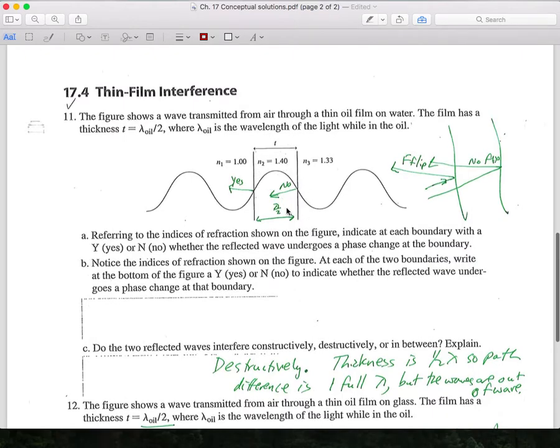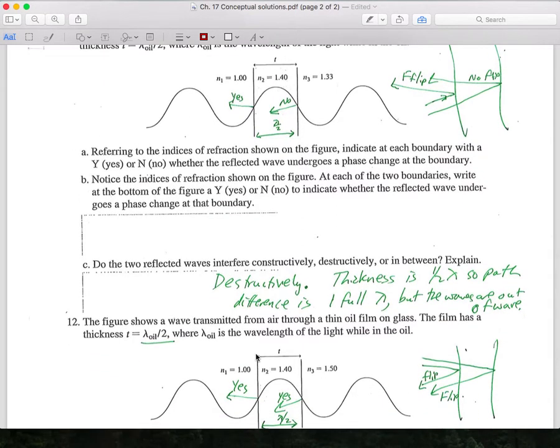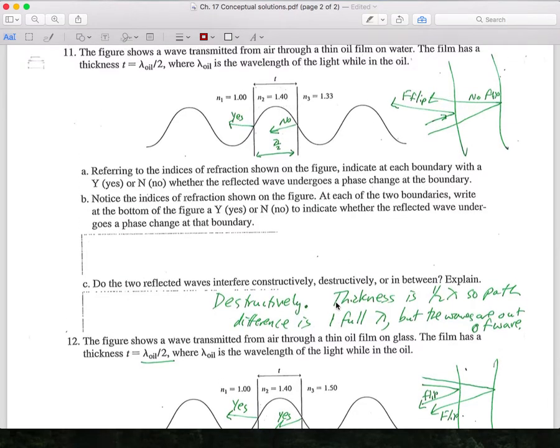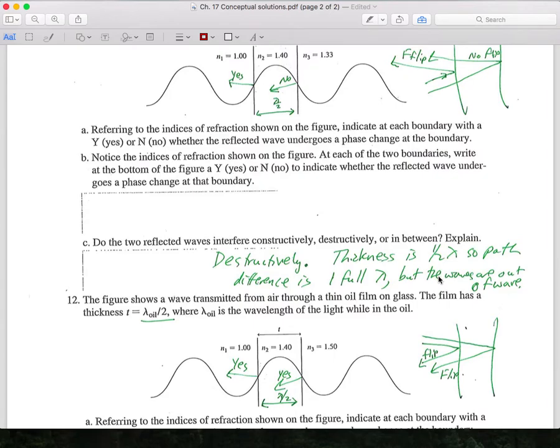Now, with this thickness, do the 2 waves that reflect interfere constructively, destructively, or in between? It's saying the thickness is half a wavelength. So this is 1/2 of a wavelength. Ooh, I think I screwed up with this. I'll have to look at it. So, do the waves interfere constructively, destructively, or in between? If the thickness is 1/2 wavelength, then since I'm going down and back, the total path difference is 1 full wavelength. So that would still be destructive. Okay, so I did do that right. Hey, that's good to know.